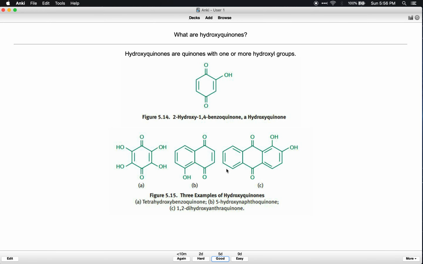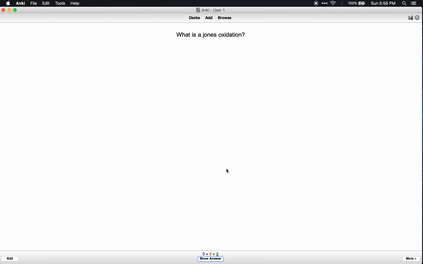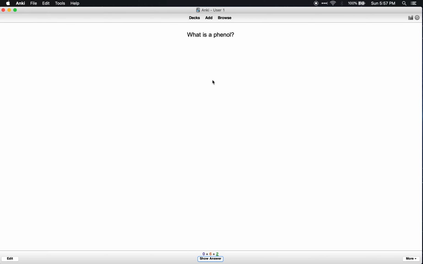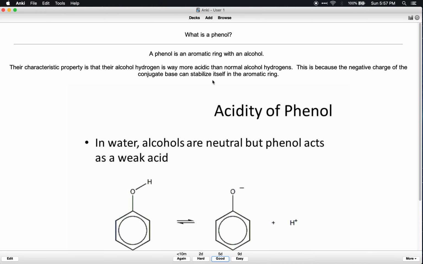Hydroxyquinones are just quinones with 1 or more hydroxyl groups attached to it. Jones oxidation is where you're taking the carbonyl, or it's any general reaction that turns an alcohol into a carbonyl, I think. Very strong oxidation, CrO3, H2SO4, and acetone. A phenol is an aromatic ring with a hydroxyl group attached to it, pKa around 10. It's way more acidic because it can stabilize it, like the aromatic ring.